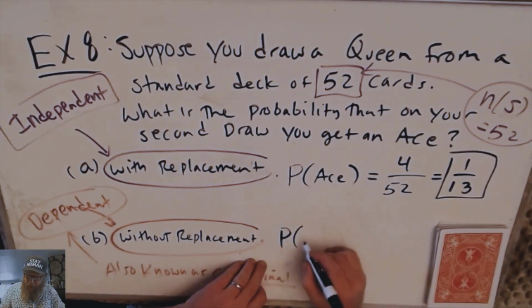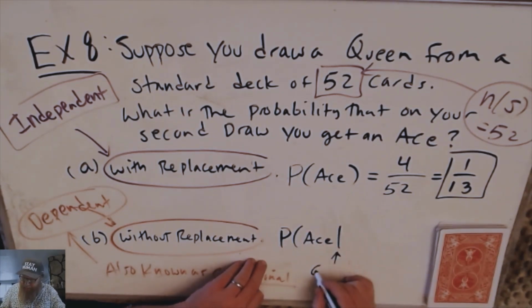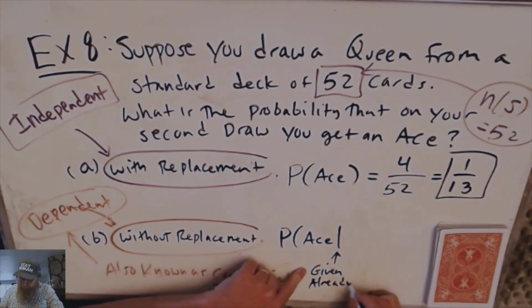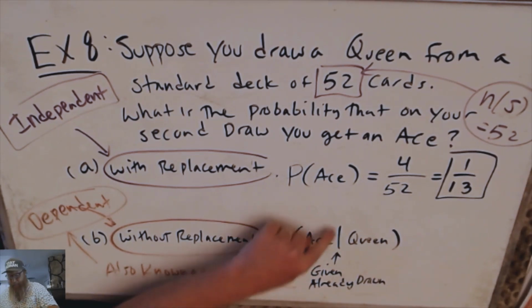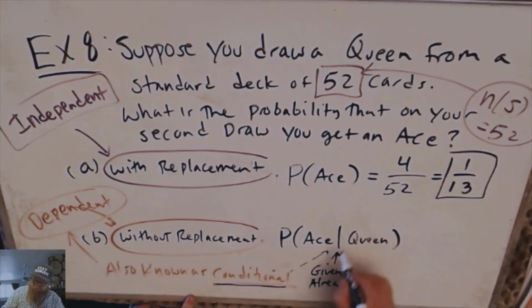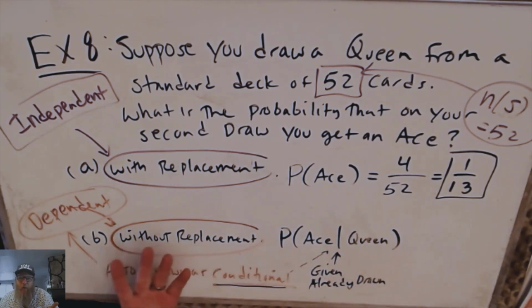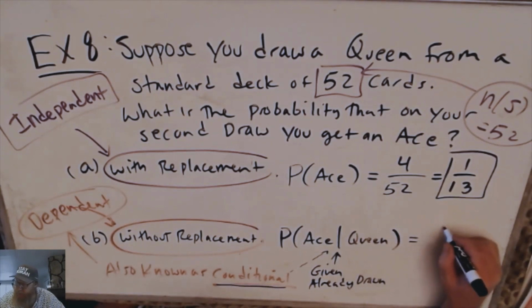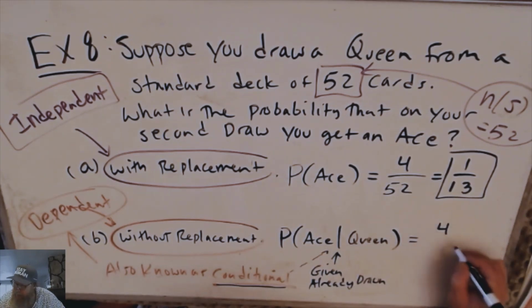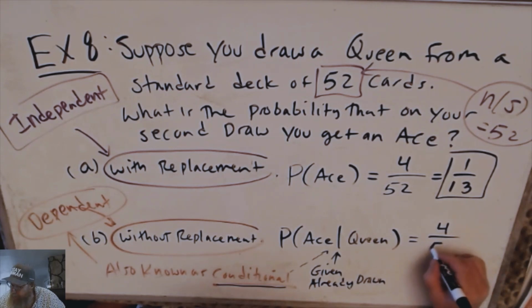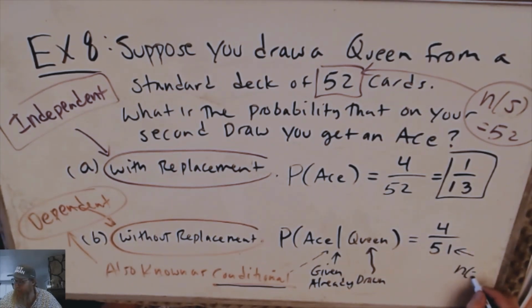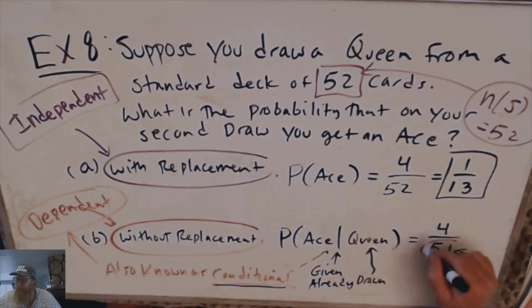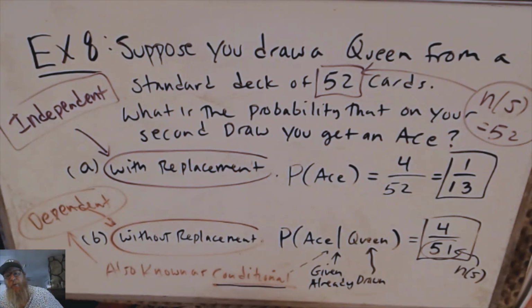So the probability of drawing an ace, given that I've already drawn a queen. We sometimes use this vertical line to indicate that it's conditional. So we say, what's the probability of drawing an ace given that I've already drawn a queen? Well, now the sample space is much smaller. I have 4 aces, but now I only have 51 cards because I've already drawn a queen, so the size of the sample space has shrunk down to 51. 4 over 51 is not reducible, so that would remain as 4 out of 51.